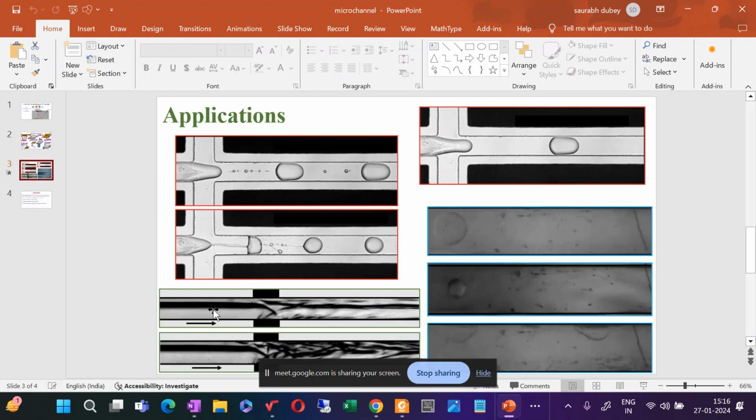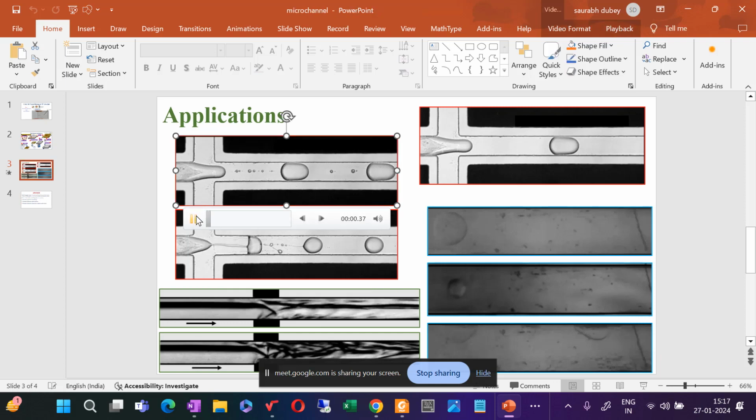If the viscous flow effect is more, suppose, I am showing you this. This video is visible, na? Yes. So the application slide is there. So see, if water and oil are there in a channel, then what will happen? Suppose oil is the central one and water is from both sides. So this will be creating this kind of droplets of oil.